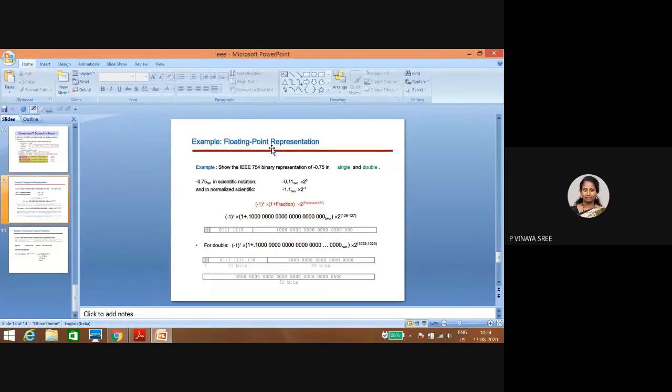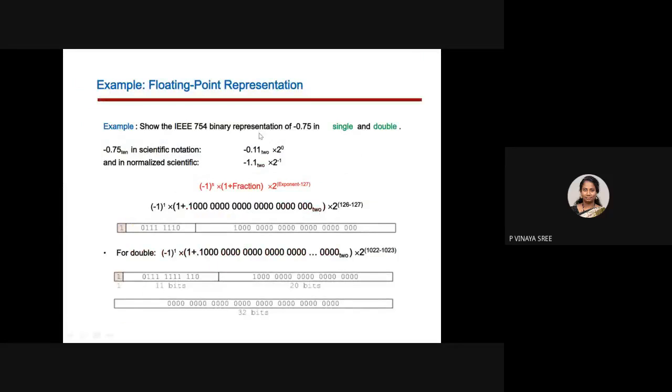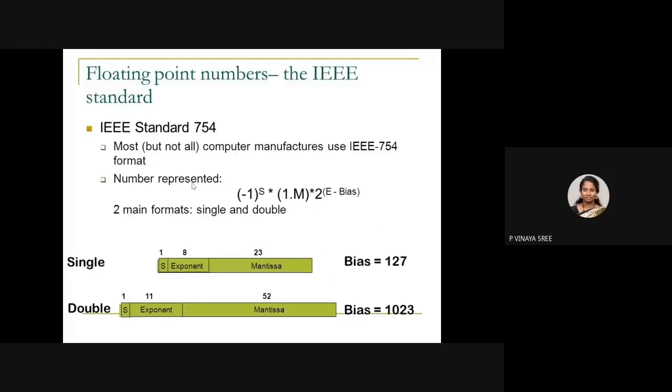I will take another example. Given the IEEE-754 binary representation of -0.75, note it down in your notes. First step, given a decimal number, you need to convert it to binary. If you convert to binary, it is -0.11. Next you need to do normalization. As you shifted only 1 bit position, the exponent is -1. Now this has to be converted back to decimal again. For that, I want to go to this example. Note down this formula, ma'am. This is the IEEE formula for converting back to a decimal number.